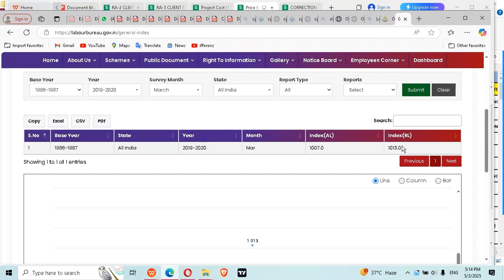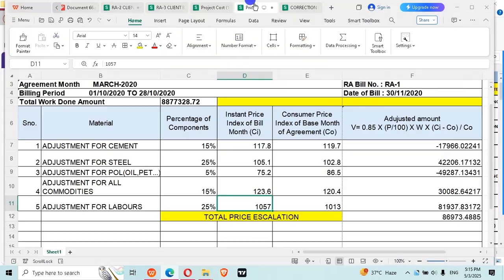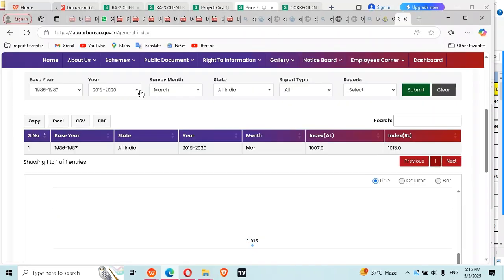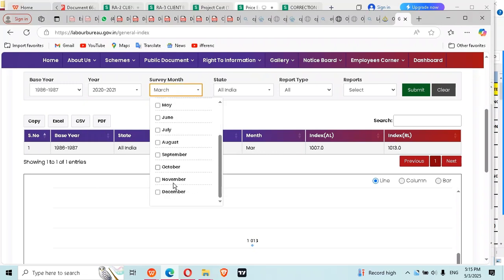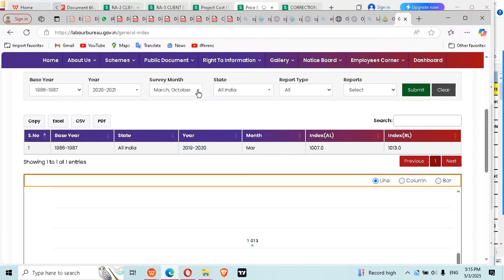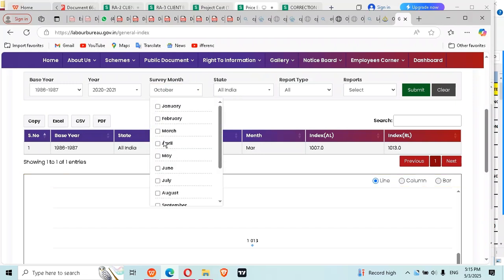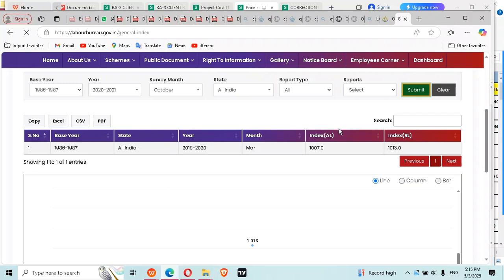So what is the labor cost at that time that we have written in our agreement? It is 1013. If I come here, look at this, we have 1013. It is our CO. And next for 2020 and 2021, I come here, select this one, tick mark 2020-2021. This is the year, and till October we are calculating the price escalation for October month. So just select October here, all India, and that is right.